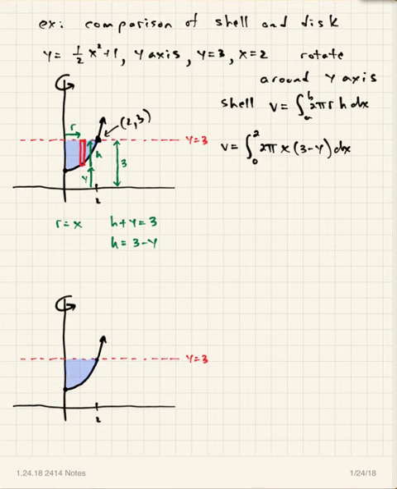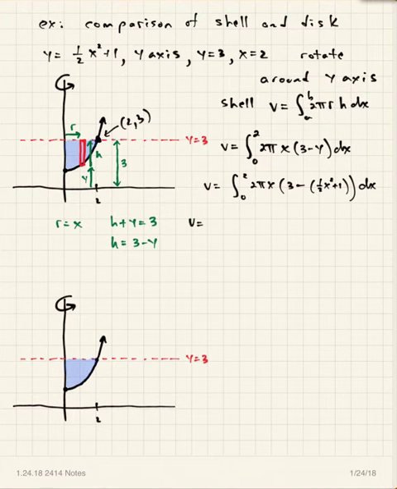And once again, what's the issue there? It's got a y in the integral, and so we replace y with 1/2 x squared plus 1. So volume is going to be the integral from 0 to 2 of 2 pi x times 3 minus, and then this would be 1/2 x squared plus 1. Close off the parentheses there, dx. So a little bit of work to do there.